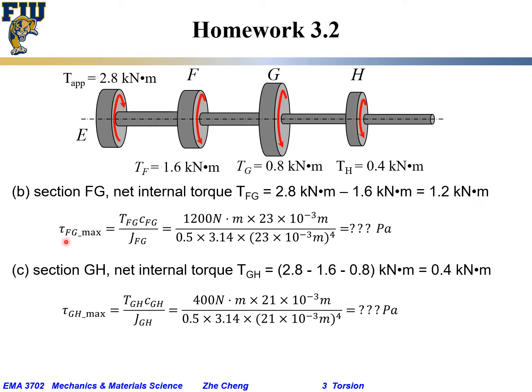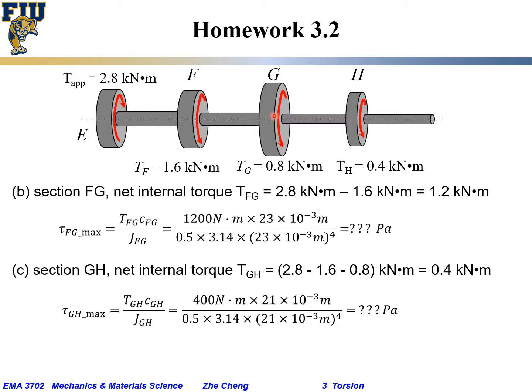So similarly, tau would be Tc over J. T would be in this case 1.2 kilonewton meter or 1200 Newton meter. C, we said 25 millimeter, 23 millimeter, 21 millimeter. So this would be 23 millimeter or 23 times 10 to the power of -3 meter. J is half pi radius to the power of 4, and you get the answer.